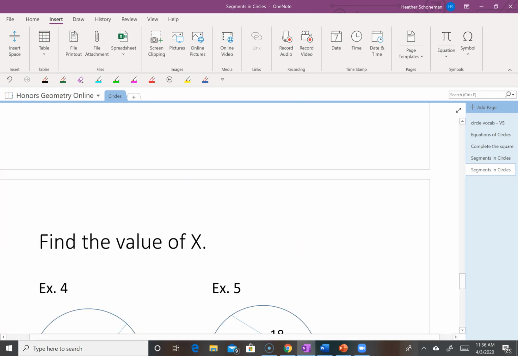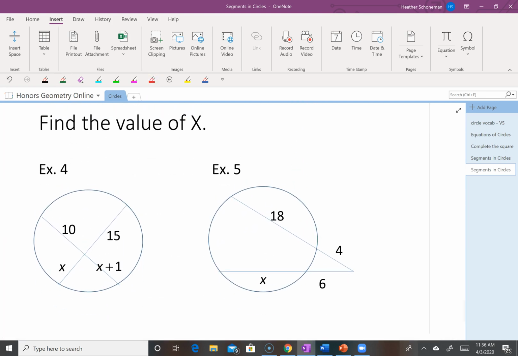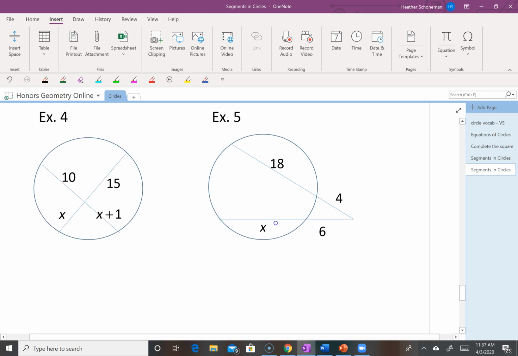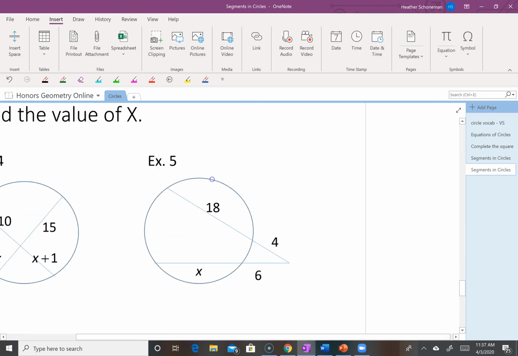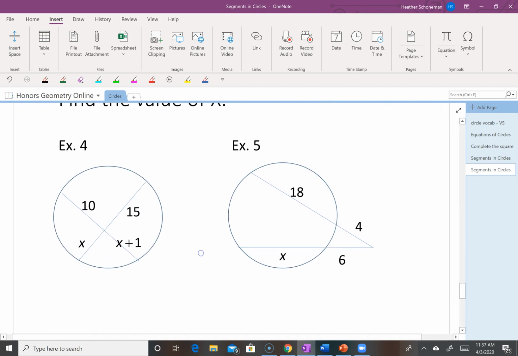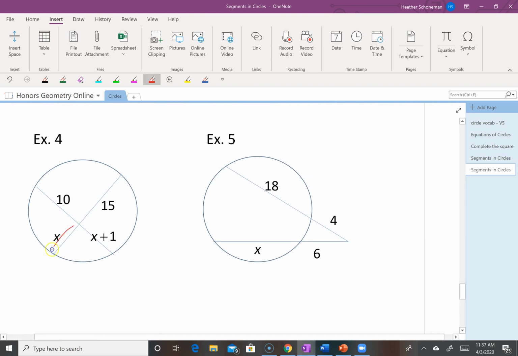All right, let's try it again. Example 4. Example 4 is 2 chords. Everything is inside the circle. So when it's inside the circle, it's going to be part times part. So it's going to be, whoa, where'd it go? Take 2. It's going to be this x times 15 equals the other part, 10, oops, times x plus 1. So I was writing a 5 for no good reason.